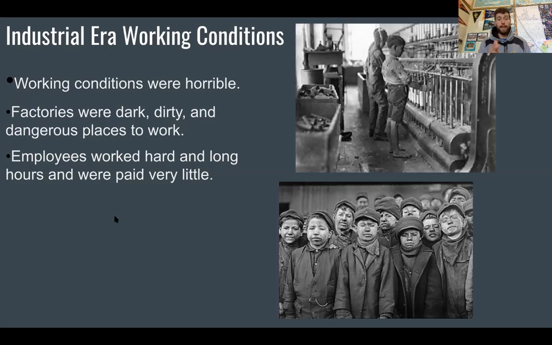Because if you complain, oh, hey, I'm kind of scared about doing this, or I'm uncomfortable doing this, you got fired. There weren't unions yet. There weren't these things to protect workers. There was no paid time off, vacation, mandated breaks, wearing a hard hat, wearing gloves, shoes, glasses, right? That wasn't a thing yet. You just went and you did your job, and if you didn't like it, you got fired. And that's how it was. So employees worked hard and long hours, but were paid very little.